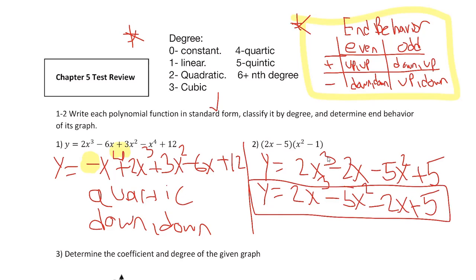All right, classify it by degree. That's why we want to get it in standard form. Sometimes it's a little bit harder to see when it's not in this form, but that's a third power, so it's a cubic.